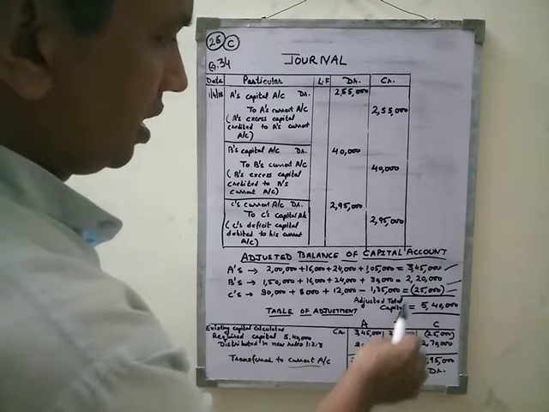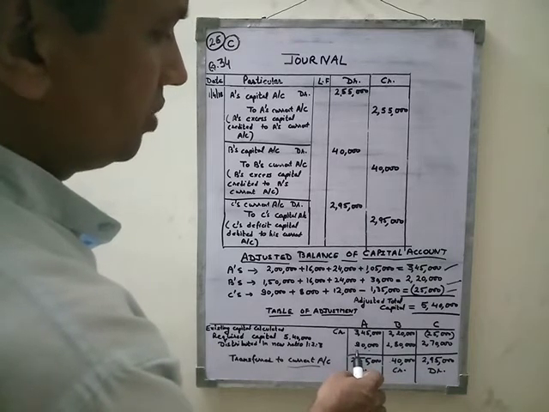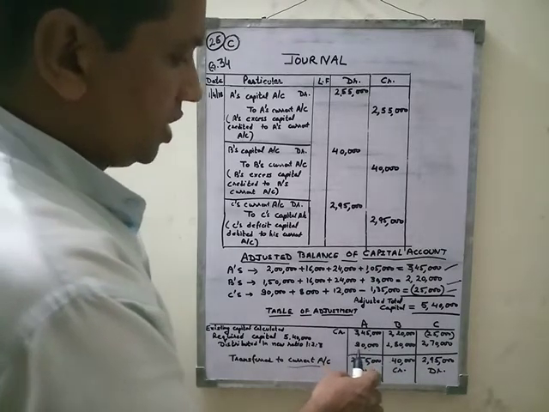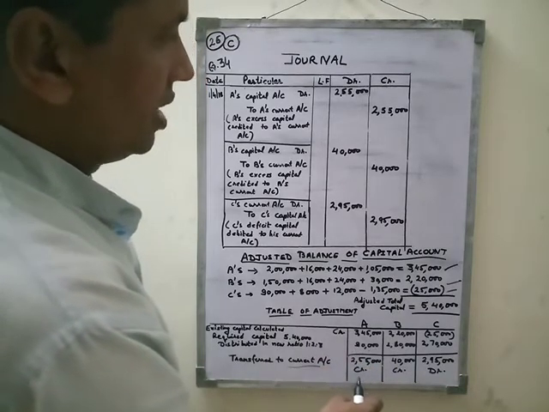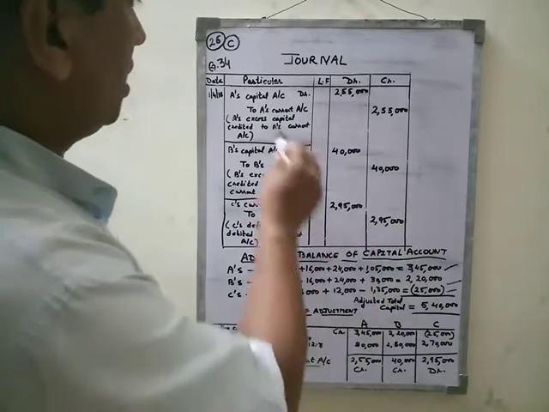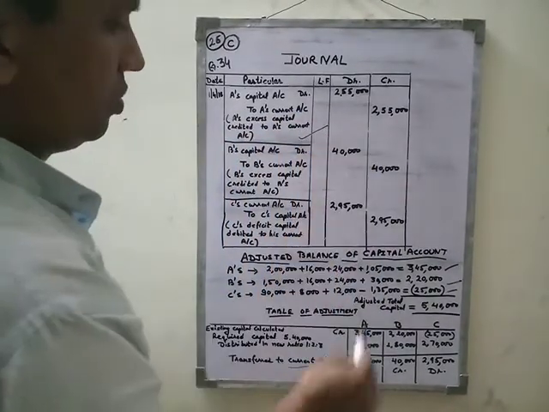3,45,000 is the calculated capital, but the required capital is only 90,000, on the basis of the new profit sharing ratio. So 2,55,000 is credited. So the journal entry is A's capital account debited to A's current account.